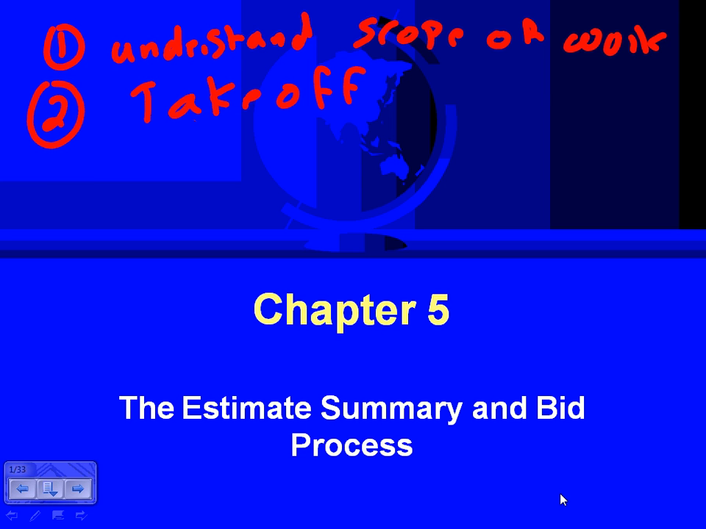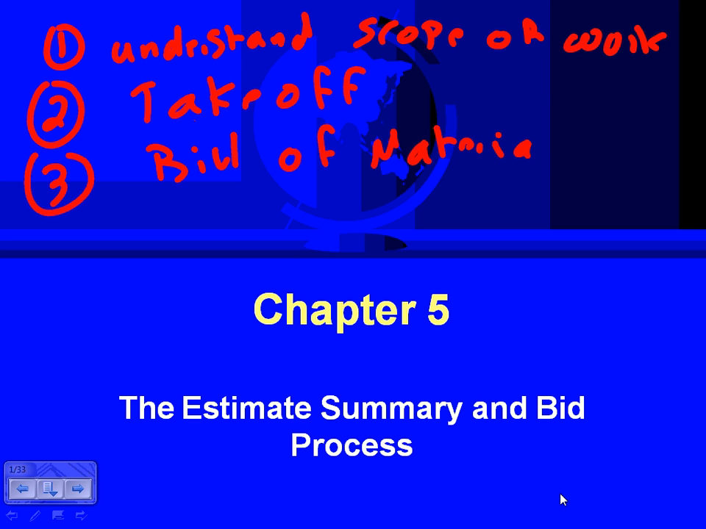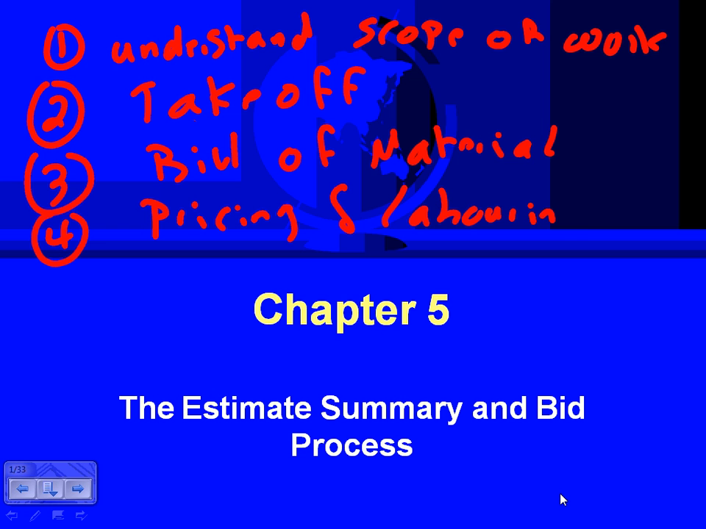Step number 3, bill of material, right? Bill of material. Step number 4, pricing and labor. Pricing and labor. And laboring is not giving birth here. Pricing and laboring.